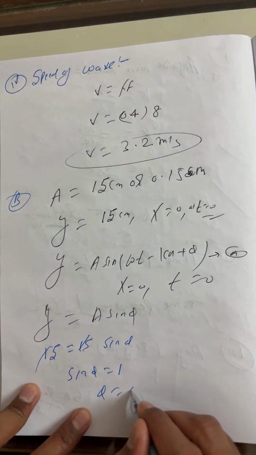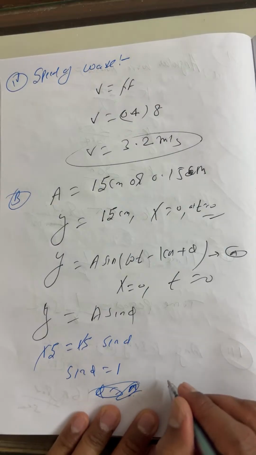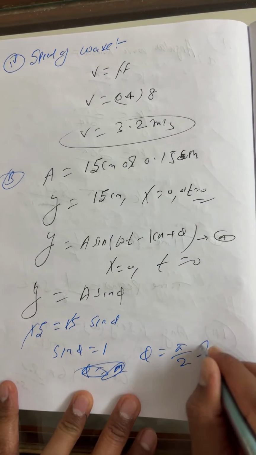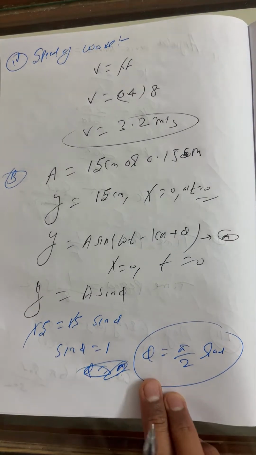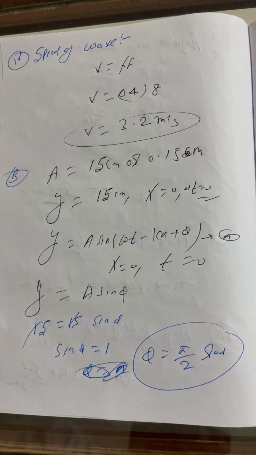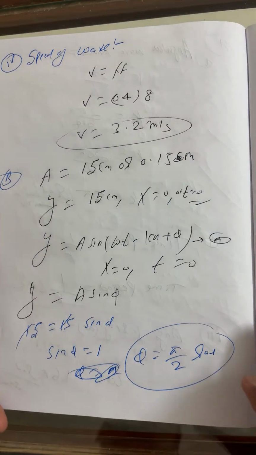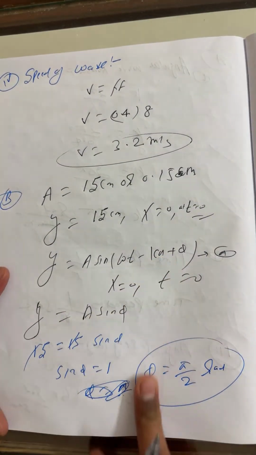So what about phi here? Phi is equal to pi by 2 radian. It's true. Now finally we want the phase, so you can write directly the equation here. I hope this value you can put over there only.